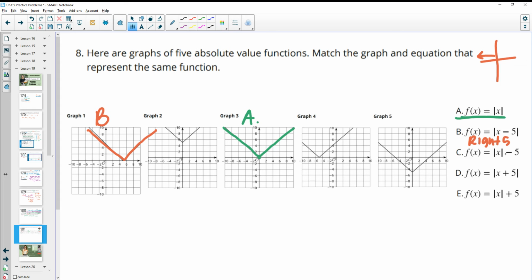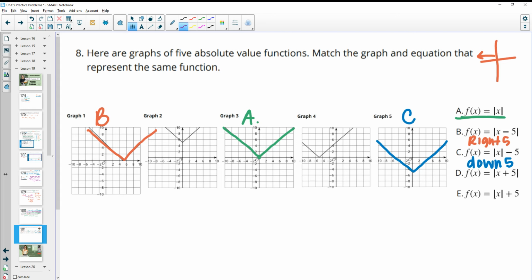Then C has the -5 outside of the function. So when it's outside of your function, then it impacts the range, meaning it goes up or down. And it does exactly what you think it would do. So a minus on the outside is going to go down 5 because your y values go up and down. So now we're going to look for the graph from this parent function that goes down 5 units. Okay, so we're looking for one like that. And we see it over here at number 5, graph 5 down 5 units. And that is with equation C.